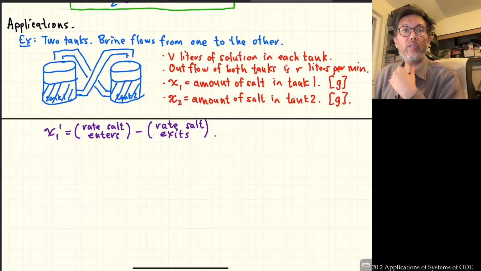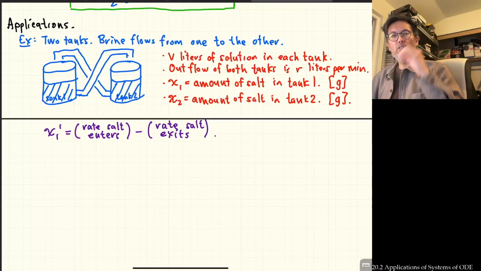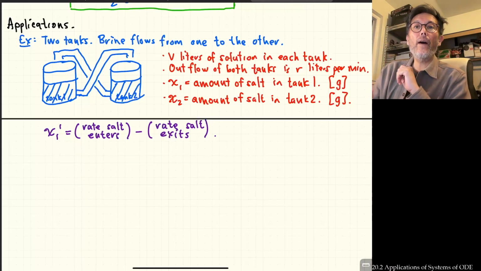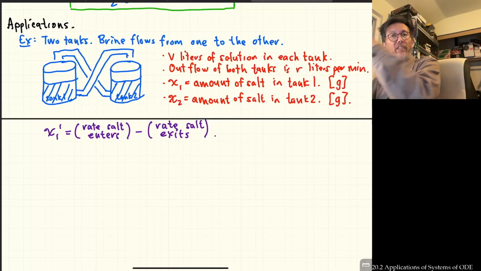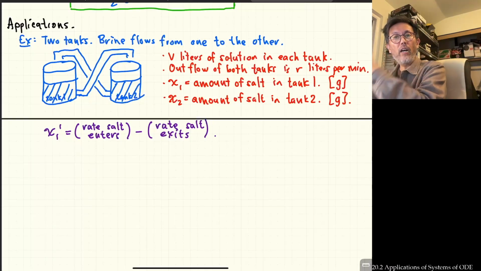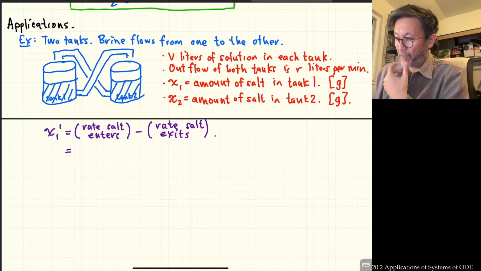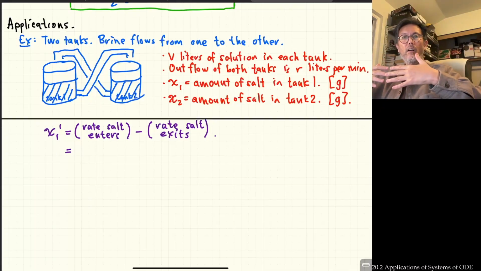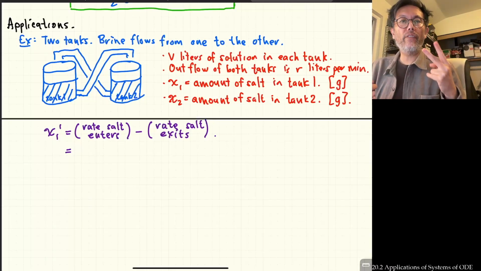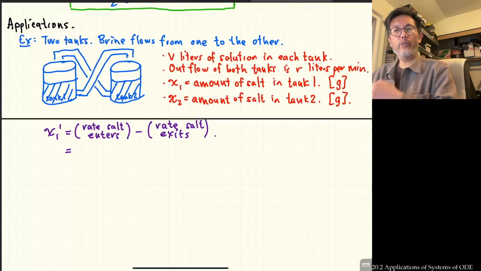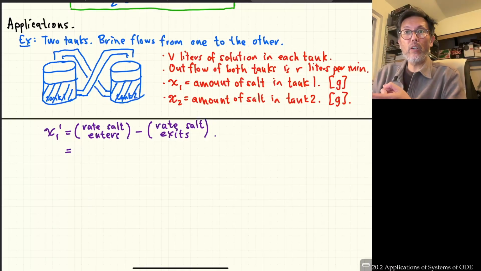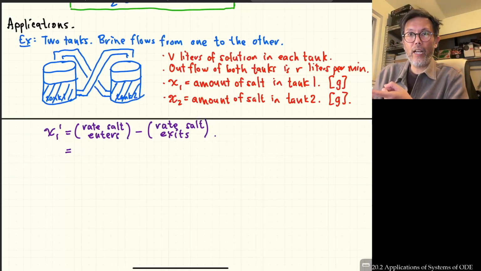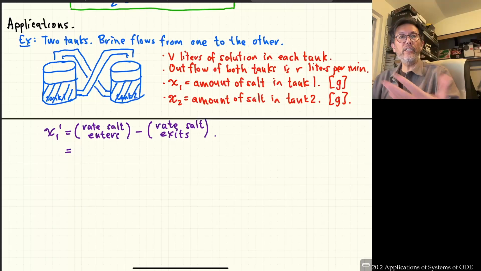Well, what is the rate at which salt is entering the tank? The rate at which salt is entering depends on the concentration of salt in tank 2. The concentration of salt in tank 2 is given by two things, right? We need to know two things in order to figure out this concentration of salt in tank 2. We need to know the amount of salt in tank 2 at any particular time, and we need to know the volume of solution in tank 2. Volume of solution we know is V. It's V liters of solution in each tank.